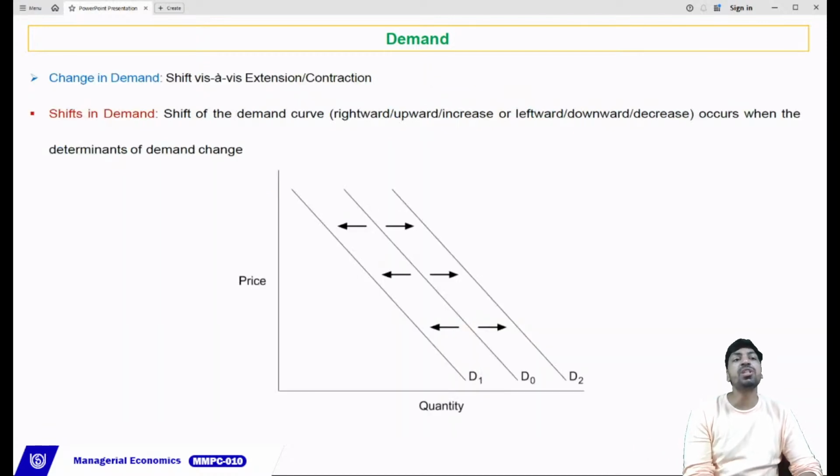The next is change in demand. It could be a shift of demand. There would be an increase in demand, a decrease in demand, an extension of demand, and a contraction of demand.